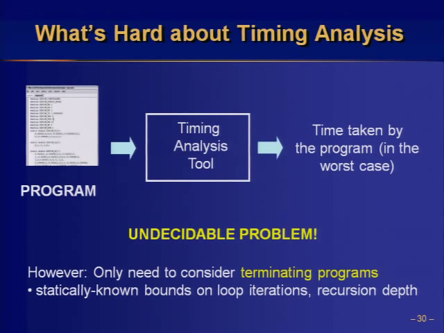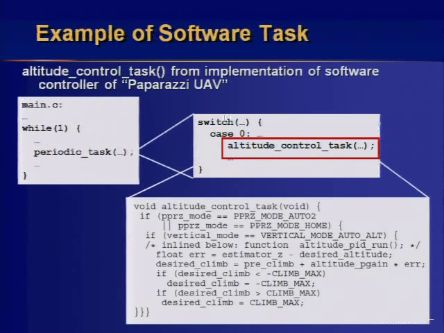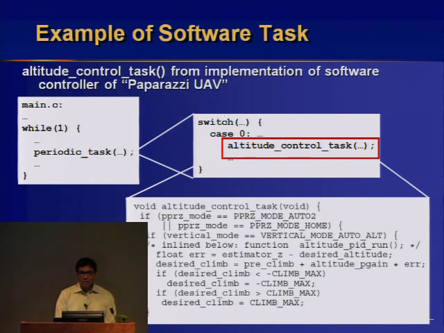To give you an example of a program in this domain, here's a snippet of code from an unmanned aerial vehicle controller. Traditionally, the code is structured with an infinite loop which is always executed throughout the lifetime of the system. But what we're really interested in analyzing is the timing of tasks that are called within this loop. And a task could have a structure like this, which encodes a state machine as a switch statement in C.